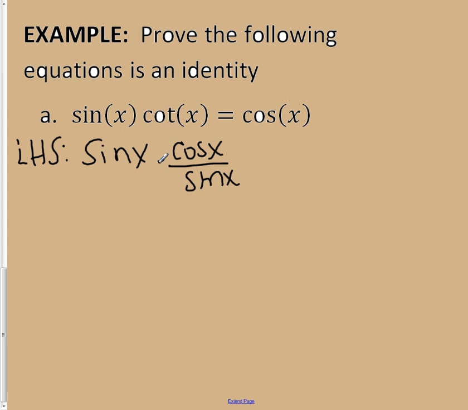So you can see that the sine of x here will cancel with the sine of x here. So your two sine of x's will cancel, and you are left with the cosine of x, which is the right-hand side. You have now first proved your trig identity.